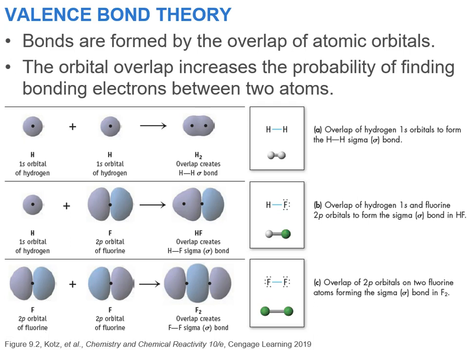They overlap end to end, and we have a sigma bond, and the different possibilities are two 1s orbitals, a 1s and a 2p, or here we have two 2p orbitals. So each of them overlap end to end and form a single sigma bond.